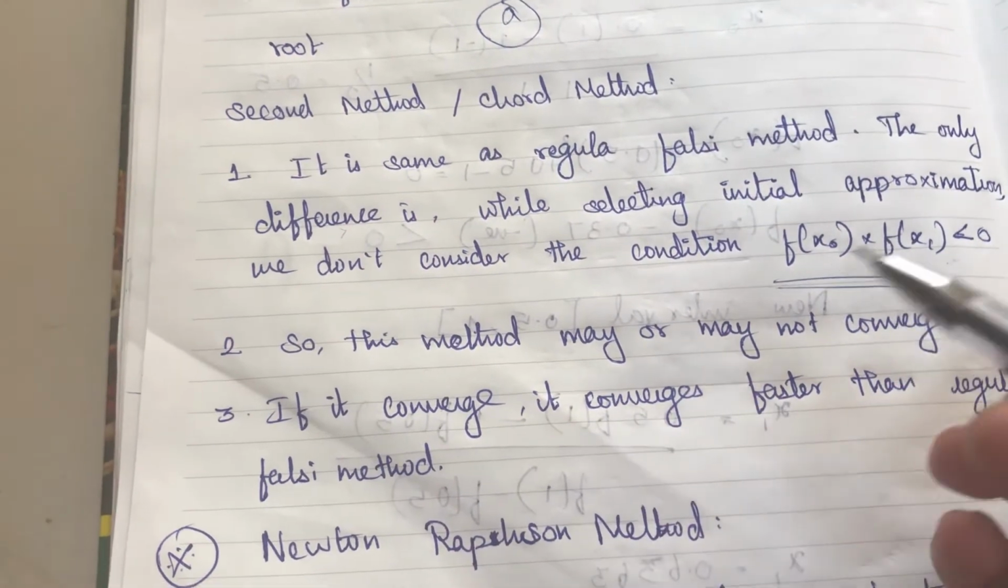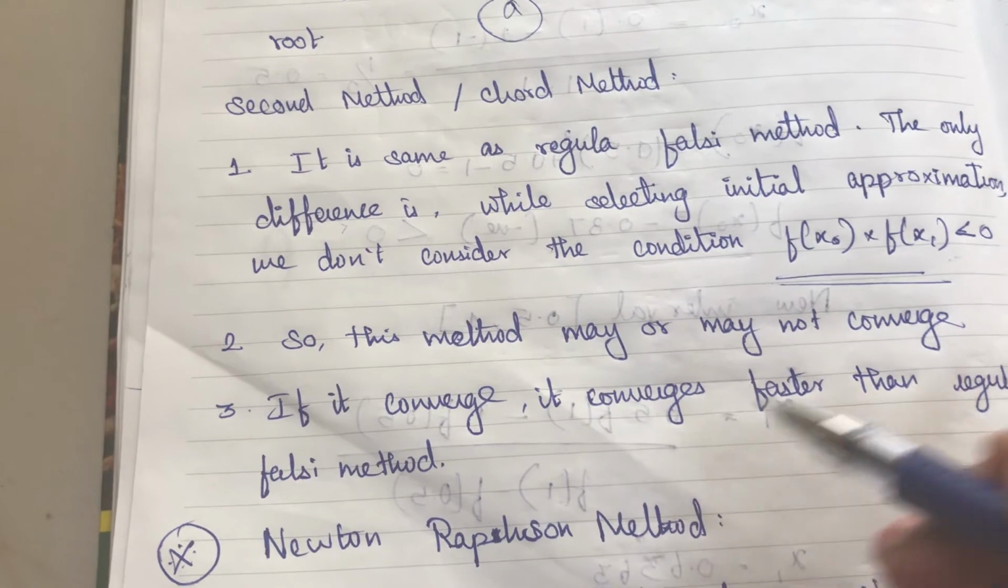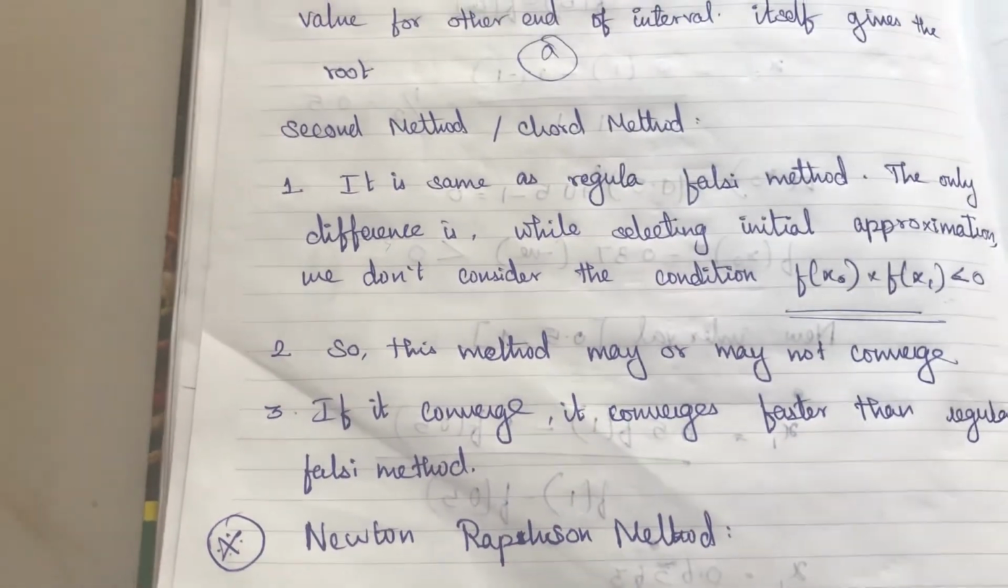So this method may or may not converge. If it converges, it converges faster than the Falsi method.